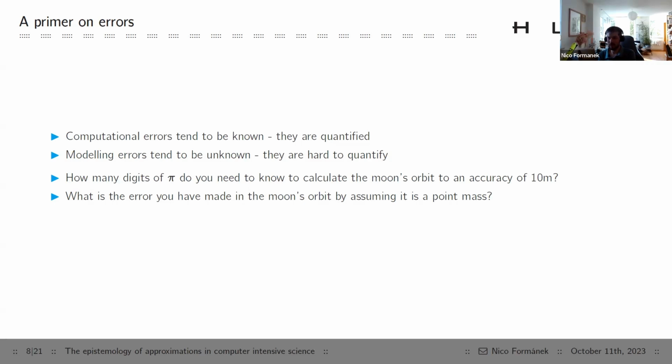This is why people tend to think that computational errors are easy to figure out, easy to quantify, and modeling errors not so much. So this you should maybe keep in the back of your minds. I try to cast some doubt on this assumption that computational errors are in all cases easily quantified and well known. But I'll do this later by giving a case example. Okay, so I'll just talk in the next slide about the sources of error.